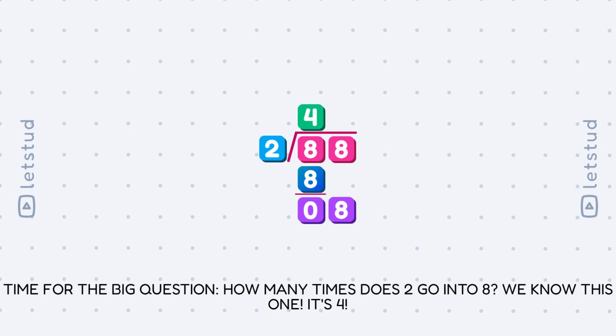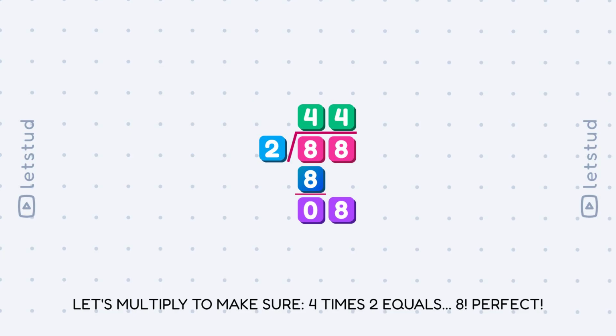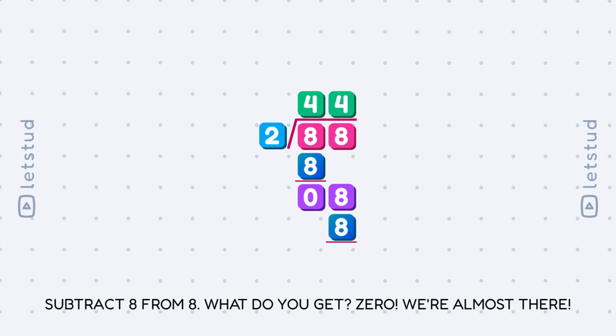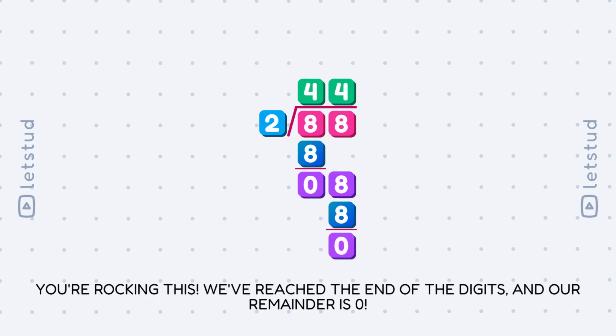Time for the big question. How many times does 2 go into 8? We know this one, it's 4. Let's multiply to make sure. 4 times 2 equals 8, perfect. Subtract 8 from 8, what do you get? 0, we're almost there. You're rocking this.